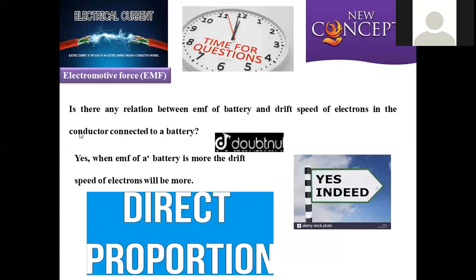Now, any other question posed here? Is there any relation between the EMF of the battery and the drift speed of electrons in the conductor connected to the battery? So, electromotive force, is there any impact on the drift speed of electrons? Yes, when the EMF of the battery is more, the drift speed of electrons is obviously more, right? So there is a direct proportionality. As the electromotive force increases, the drift speed of the electrons also increases.